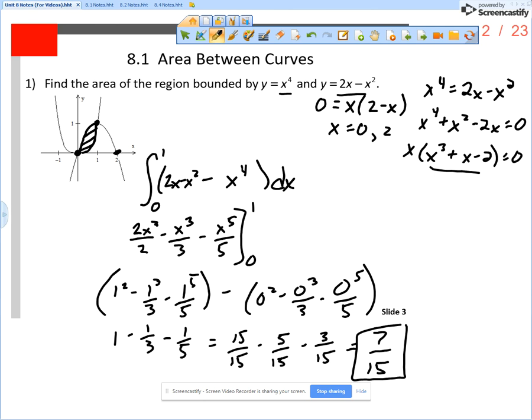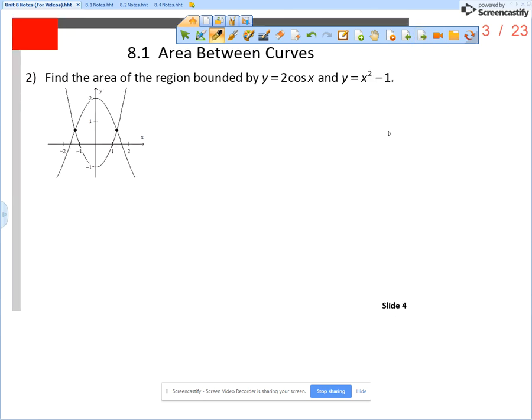All right, so now, example number 4. Find the area of the region bounded by y equals 2 cosine x and y equals x squared minus 1. You know what both of these graphs are. You know that 2 cosine x is a cosine function with an amplitude of 2, so it goes up to 2, down to negative 2, and it has a period of 2 pi. So here's a graph from negative 2 pi to positive 2 pi of 2 cosine x.